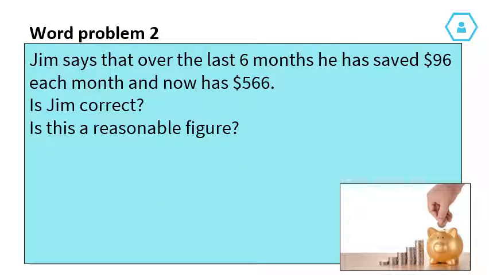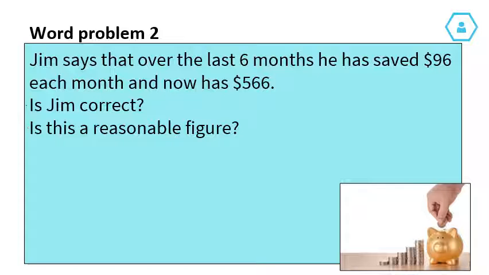Okay, word problem number 2. Jim says that over the last 6 months, he's saved $96 each month, and now he has $566. So firstly, is Jim correct, and is this a reasonable figure?